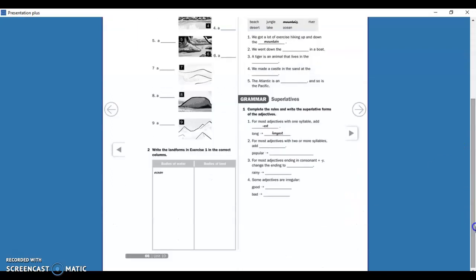Then we have exercise number 2, in which you're going to write bodies of water, o sea, cuerpos de agua, cuáles tienen que ver con agua. We have here the example that is ocean, y cuáles son cuerpos de tierra, bodies of land. We're going to classify all the landforms into bodies of water and bodies of land.